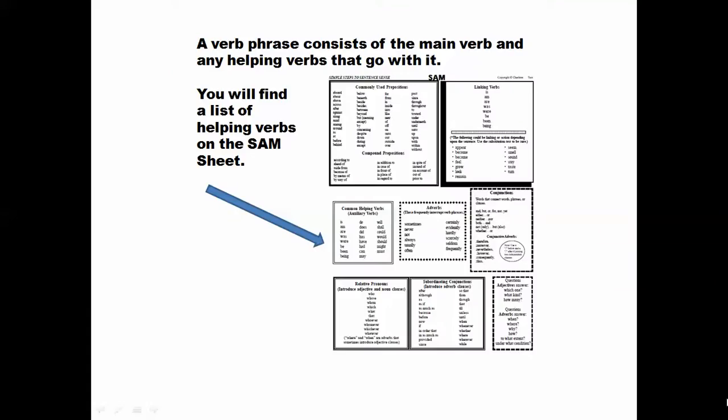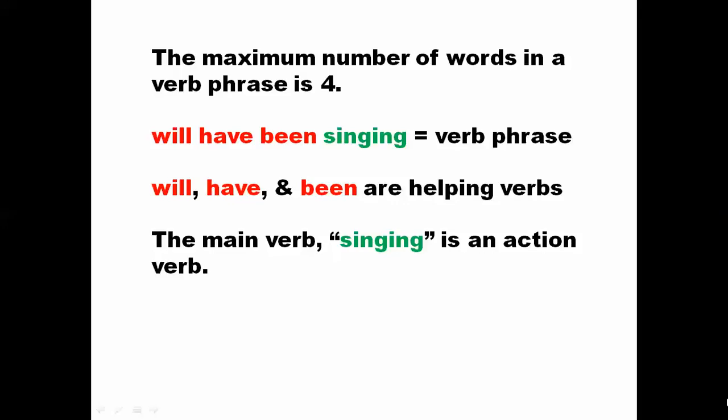A verb phrase consists of the main verb and any helping verbs that go with it. You will find a list of the helping verbs on the SAM sheet. The maximum number of words in a verb phrase is 4. Will have been singing is a verb phrase. Will, have, and been are helping verbs. The main verb, singing, is an action verb.